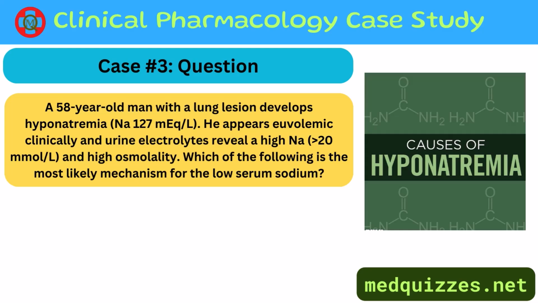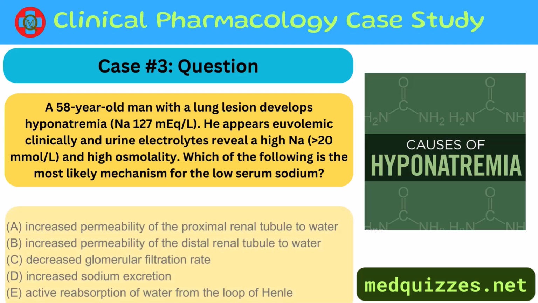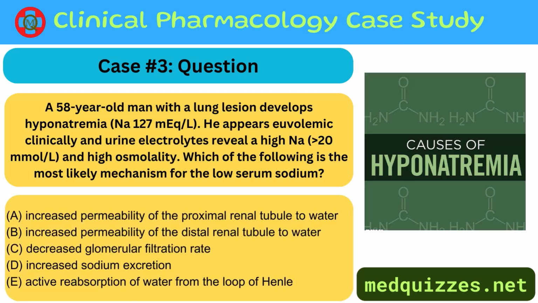Case 3. A 58-year-old man with a lung lesion develops hyponatremia, Na 127 milliequivalents/L. He appears euvolemic clinically and urine electrolytes reveal a high Na, greater than 20 millimoles per liter, and high osmolality. Which of the following is the most likely mechanism for the low serum sodium? A. Increased permeability of the proximal renal tubule to water. B. Increased permeability of the distal renal tubule to water. C. Decreased glomerular filtration rate. D. Increased sodium excretion. E. Active reabsorption of water from the loop of Henle.